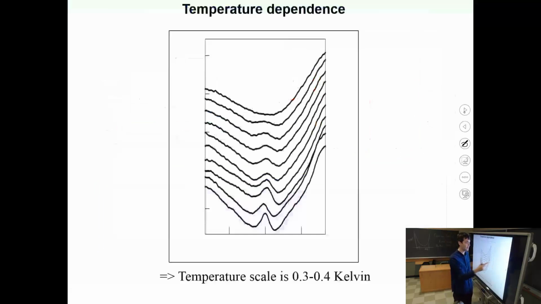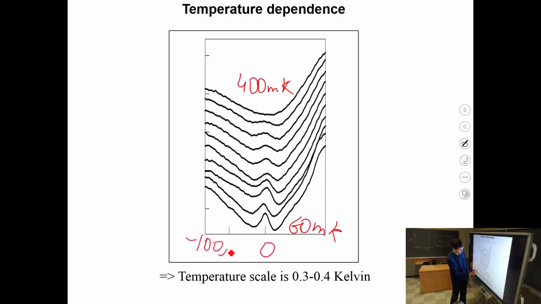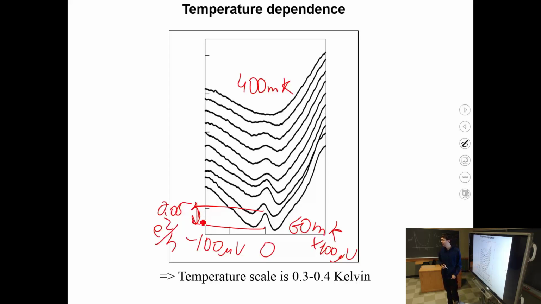And one way to check it is to check it for different temperatures. So this is going from 60 millikelvin to about 400 millikelvin. And this is, I apologize, the axis didn't work out, but this is about 0 to minus 100 microvolts. And this is for different temperatures. This is a conductance scale, and the height of this peak here is 0.05 of e squared over h.